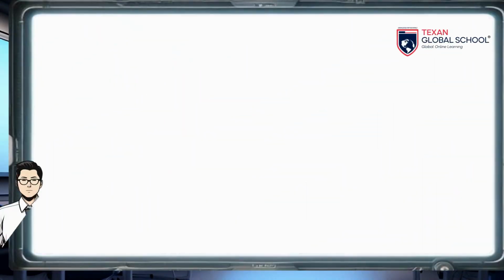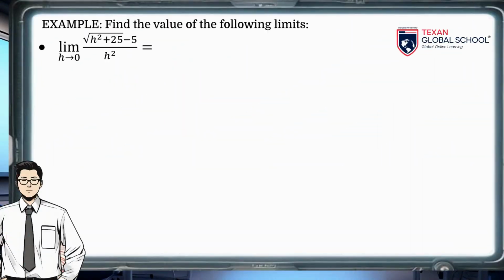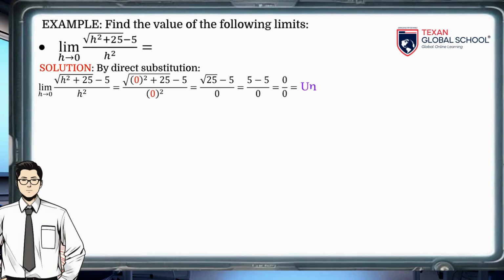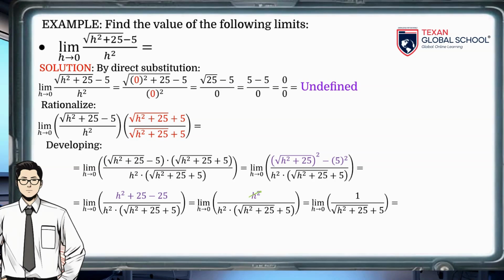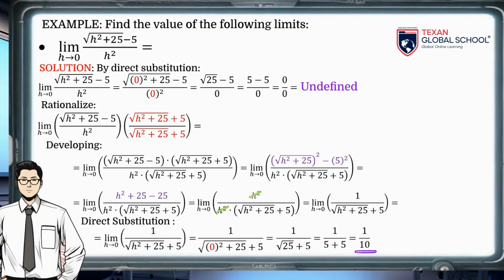In this second example, by direct substitution, we see that the limit is not defined, so we will use algebraic tools for its solution. In this case, we will rationalize the numerator. By expanding using special products, the expression is simplified. Evaluating the limit by direct substitution, we obtain 1/10.